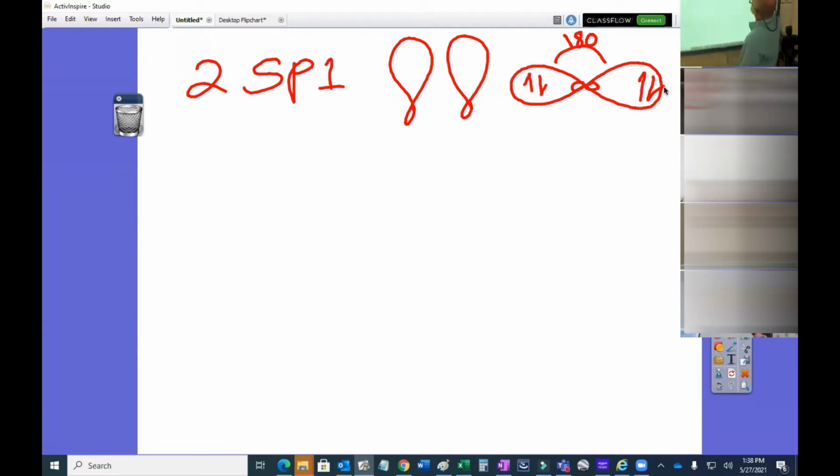But notice that when you're in a straight line like that, it's a line. And we call that linear. Linear, it means they're in a straight line.